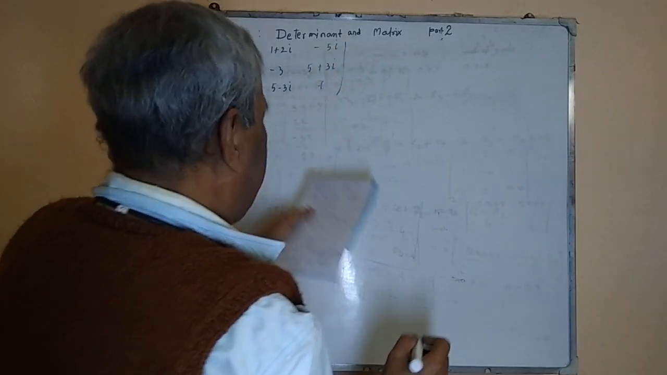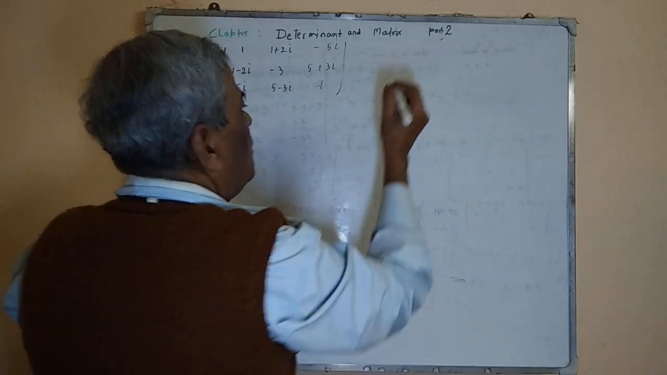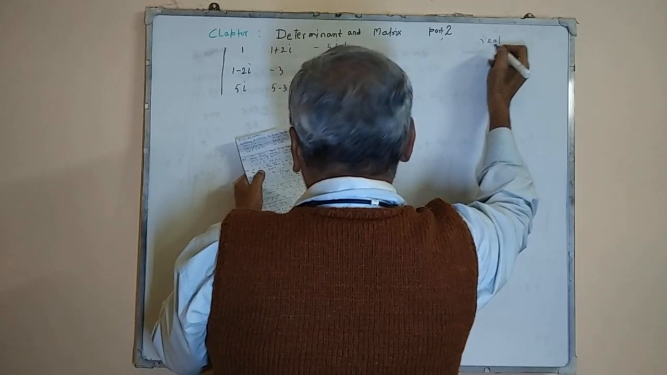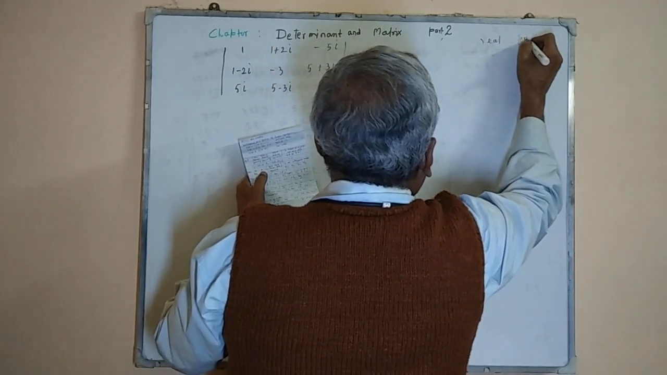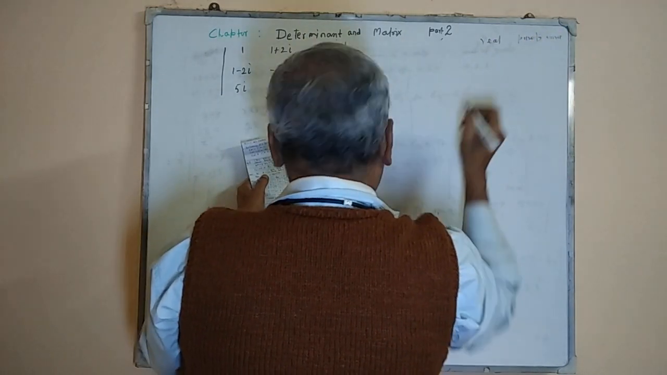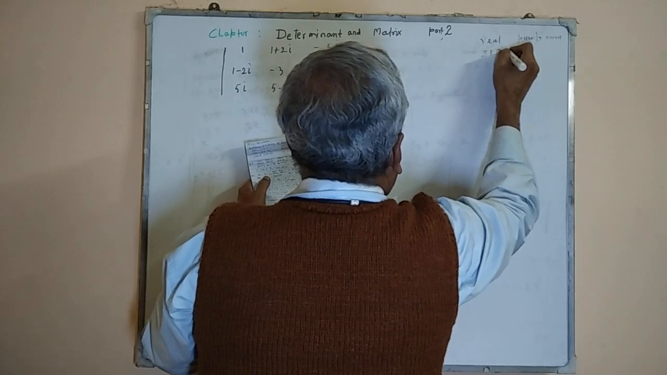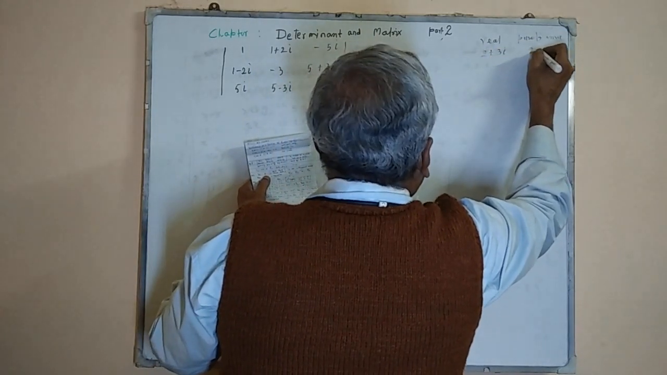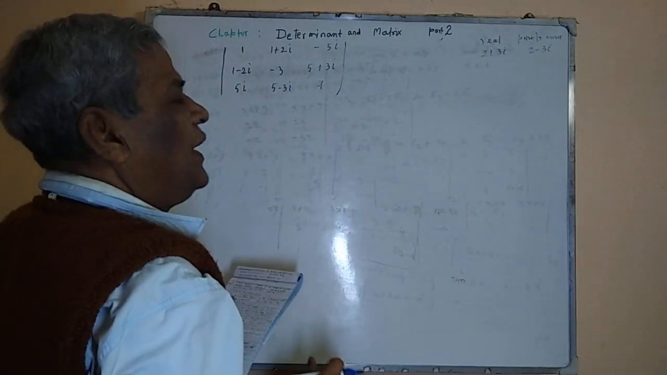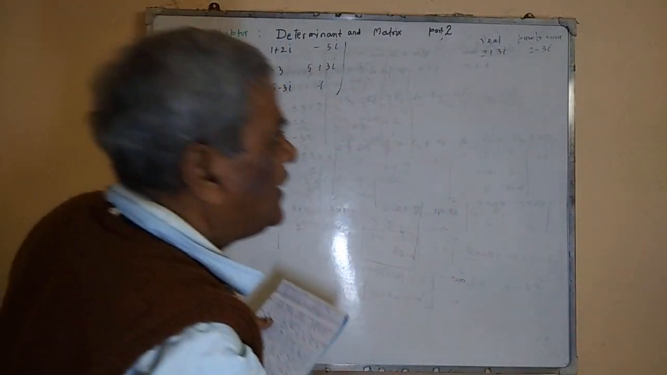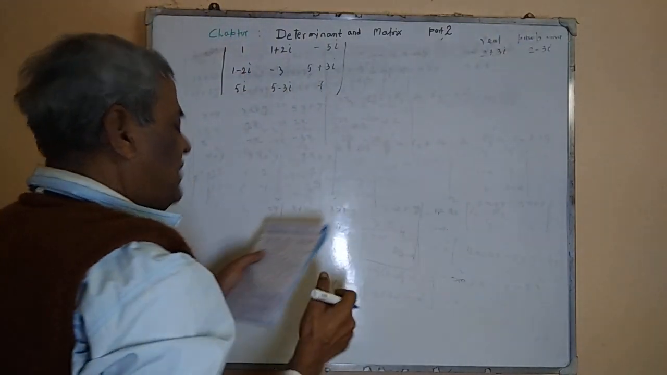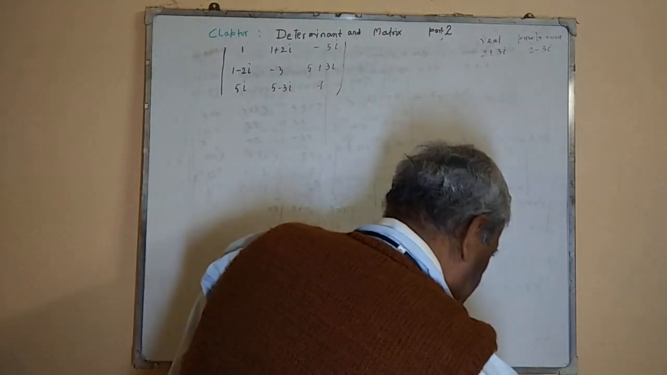The value of the determinant is: number 1, real; number 2, purely imaginary; number 3, 2 plus 3i; and it is equal to 2 minus 3i. So there are 4 options. The value is real, then purely imaginary, and then 2 other values are given.